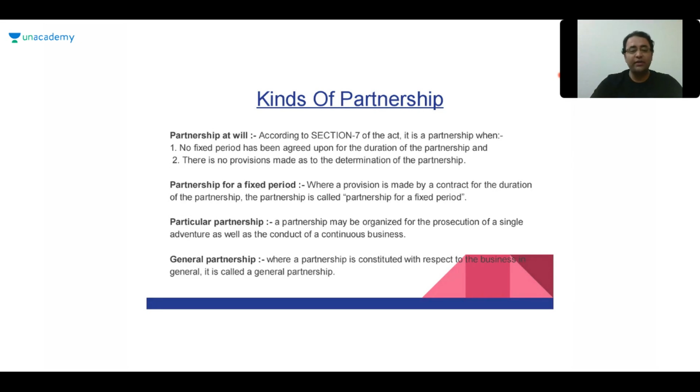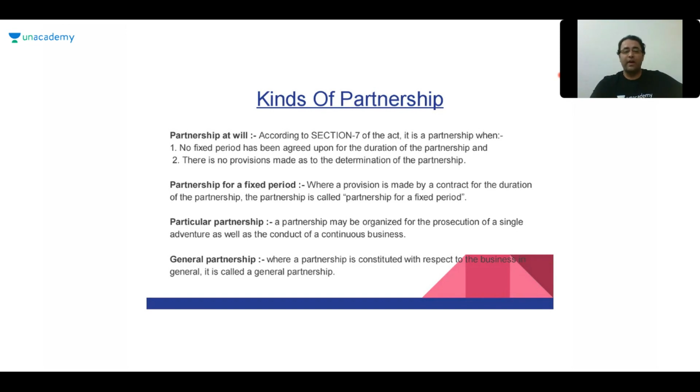So let's quickly run through the kinds of partnership. Partnership at will: according to section 7 of the Act, it is a partnership when no fixed period has been agreed upon for the duration of the partnership and there is no provision made as to determination of the partnership. Like I explained, partnership for a fixed period: when a provision is made by the contract for the duration of the partnership, it is called partnership for a fixed period.